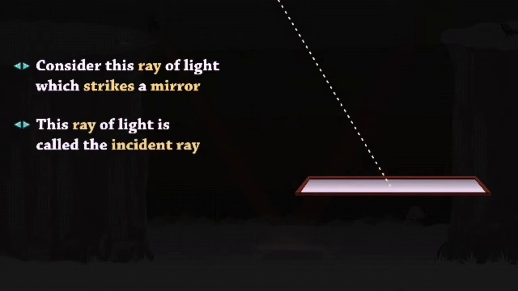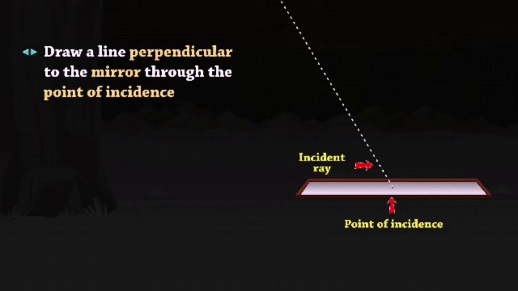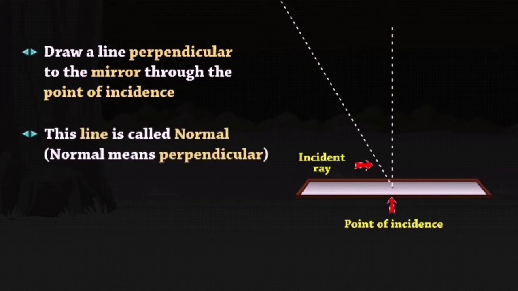This ray of light is called the incident ray. The point at which the incident ray strikes the mirror is called the point of incidence. Draw a line perpendicular to the mirror through the point of incidence. This line is called normal. That means perpendicular.